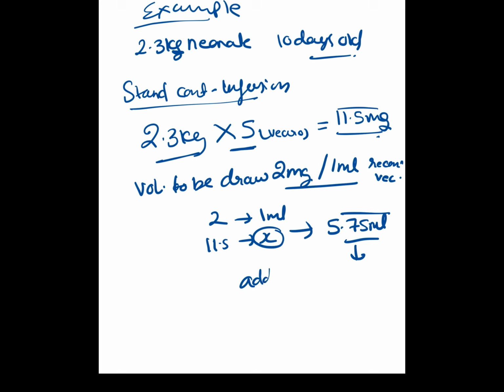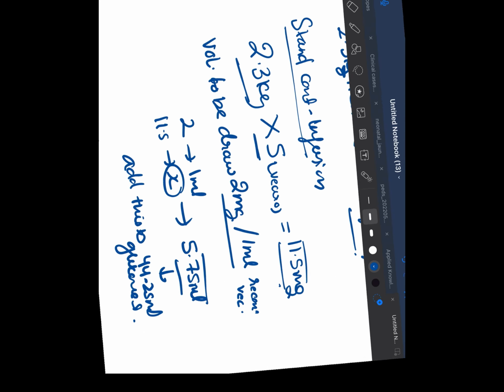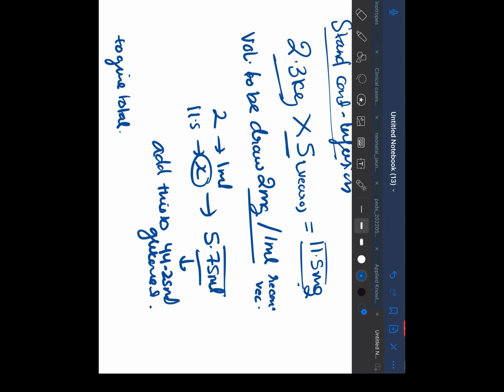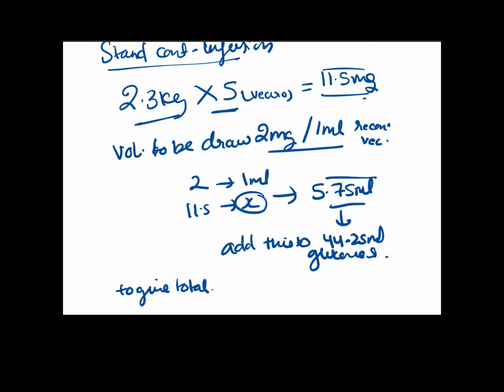You will add this 5.75 ml, I told you, in 50 ml total of normal saline or compatible fluid. So you will add this in 44.25 ml of glucose 5% or any other compatible fluid to give you a total of 50 ml, right? This is what I have told you earlier. Now this will give me the concentration of 0.5 ml per hour equal to 50 microgram per kg per hour.